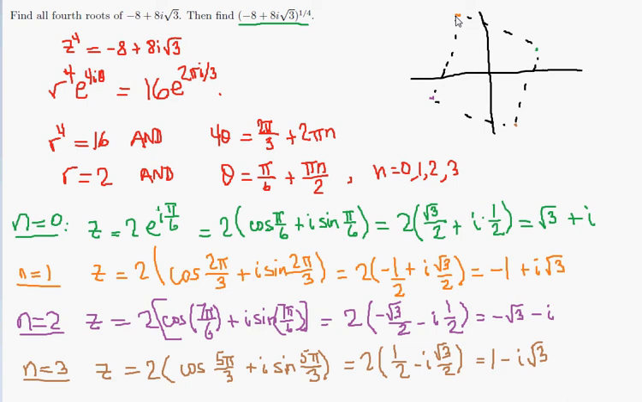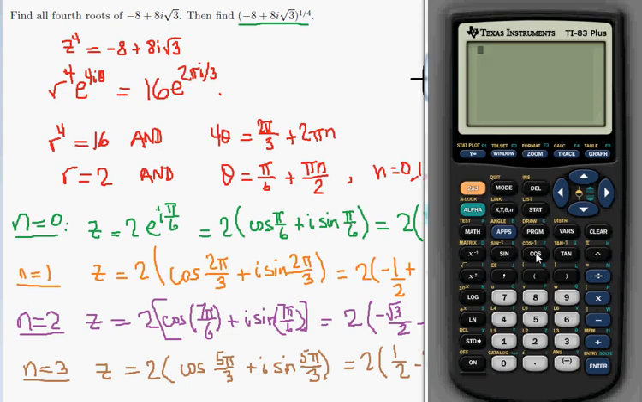And furthermore, all these points lie on a circle. So if I were to draw a circle, I'm probably not going to do it very well here, but this circle has radius 2 because all of these points have a distance of 2 from the origin. So that is the geometric positioning of the 4 roots of negative 8 plus 8i square root of 3. And the unique answer for negative 8 plus 8i square root of 3 to the 1/4 power is the one when I let n equal 0, and that worked out to be square root of 3 plus i.